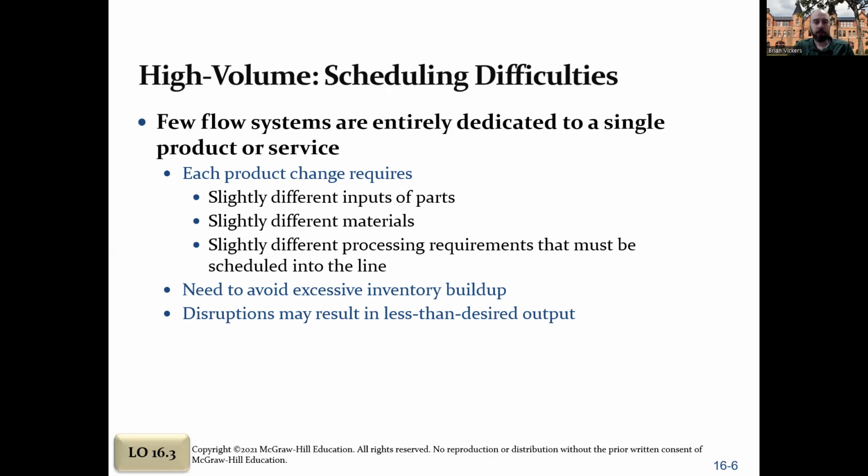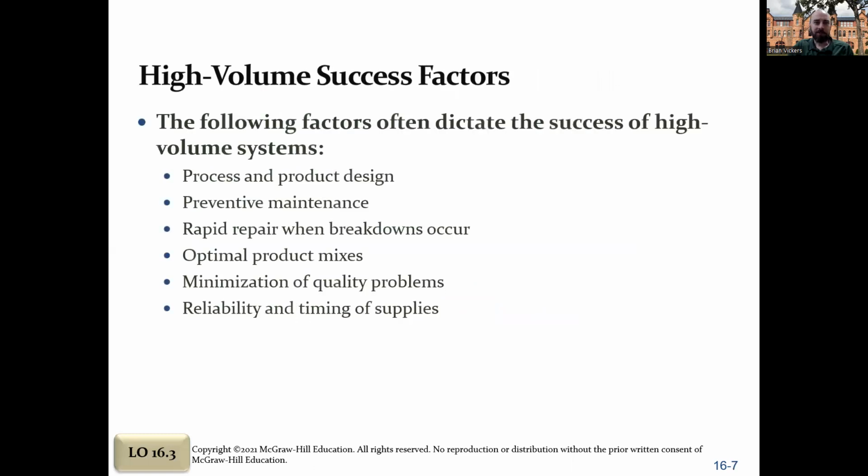And if you have a disruption in this kind of system, the outputs can be pretty bad because you're usually making such huge lot sizes that it's going to cost you a lot of money if you have breakdowns. So if you're going to be successful, preventative maintenance is one of the keys here, making sure that you replace belts and do oil changes or whatever else before this thing breaks down.